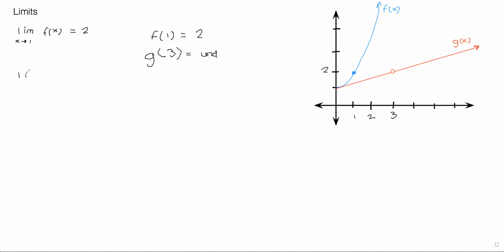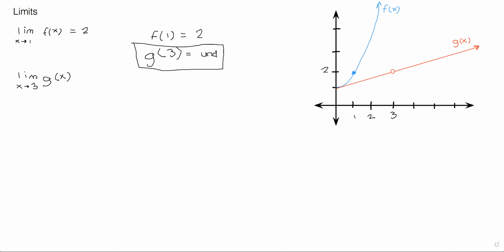So the function itself may be undefined when x equals 3, but let's see if we can find a limit. We might be able to still find the limit of g of x as x approaches 3. So even if g of 3 is undefined, that doesn't necessarily mean that the limit is undefined.